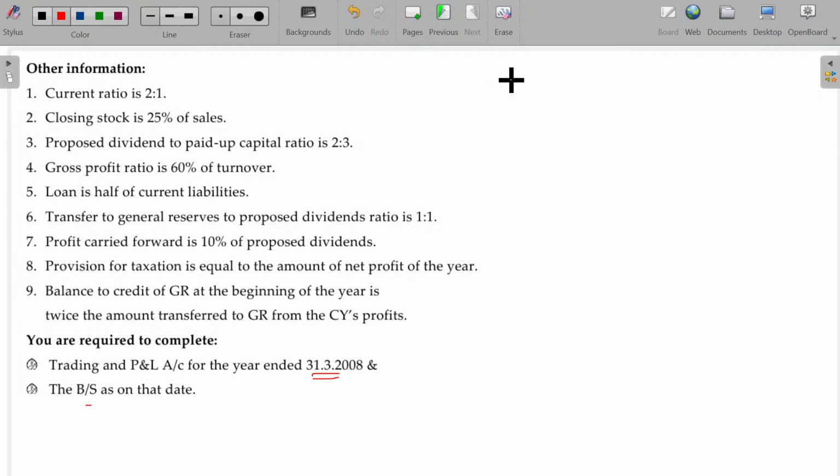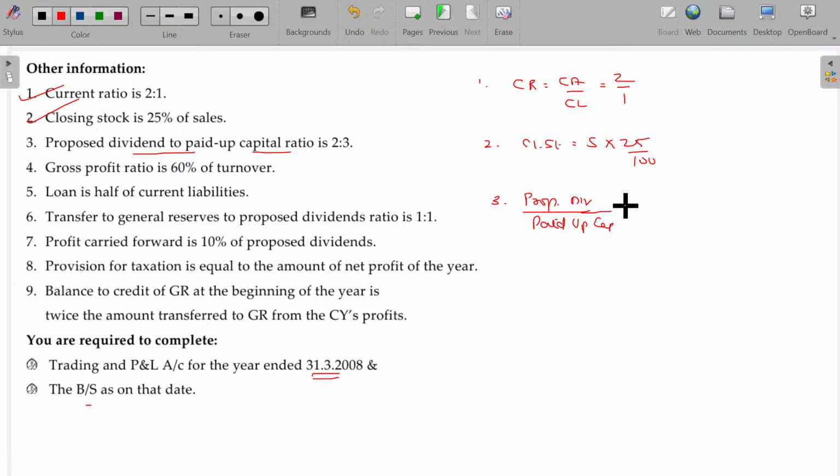Current ratio. Current ratio, current assets by current liabilities, 2/1. Closing stock, 25% of sales. Third one, proposed dividend to paid up capital ratio 2:3. Proposed dividend and paid up capital, 2/3.